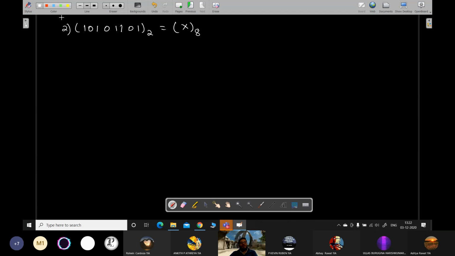So here, following the same trick, I'll write the number 101 011 01, and I'll start dividing it into groups of 3. First group. Sir, there are 8 digits. That's what I'm telling you. 3. Wait. 3. Now you see, you cannot form the last group, because only 2 numbers are there.